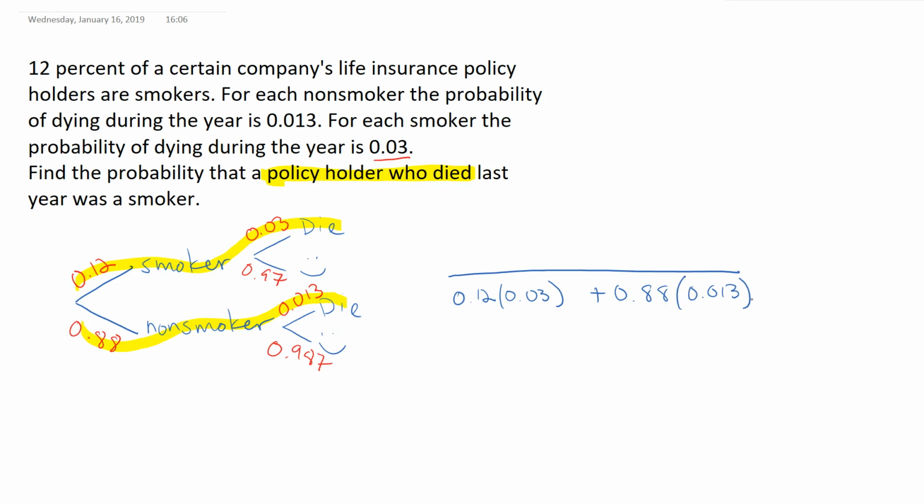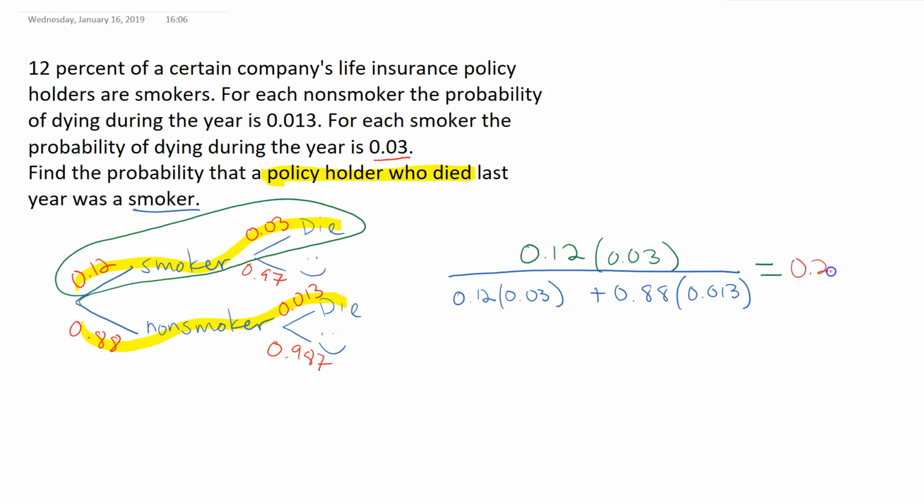Now, out of those two probabilities, of those two branches, what are we looking for? What we want is to find the probability that they were a smoker. So which tree branch is the smoking tree branch? Well, that was this top one right here. That was the 0.12 times 0.03. So that goes in the numerator of what we want. Now that we have it set up, now we can do the calculation and it'll give us the answer. I get 0.2394 if we round to 4 decimal places.